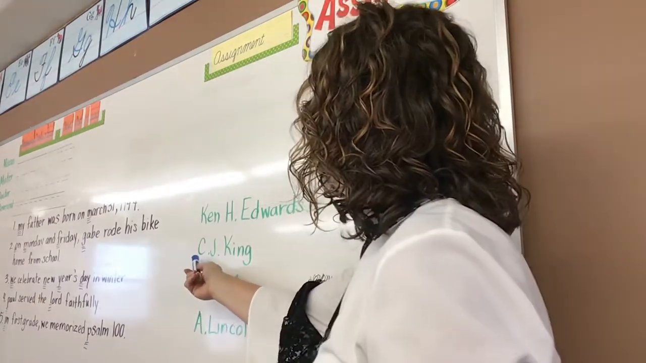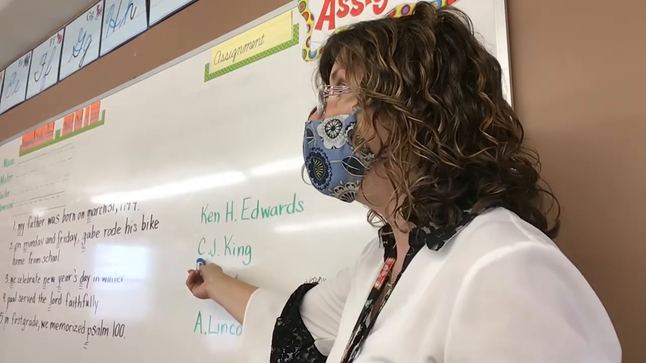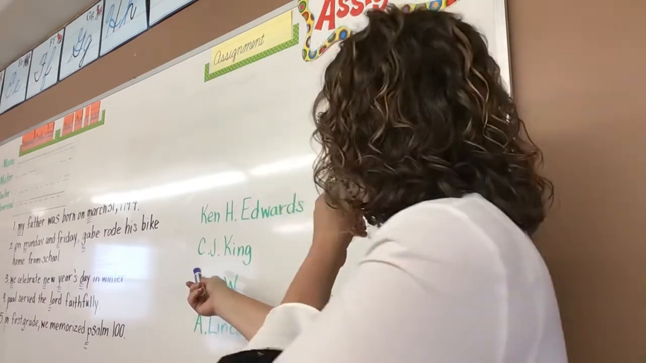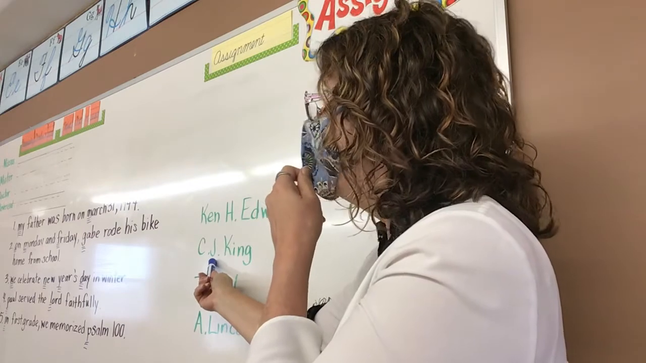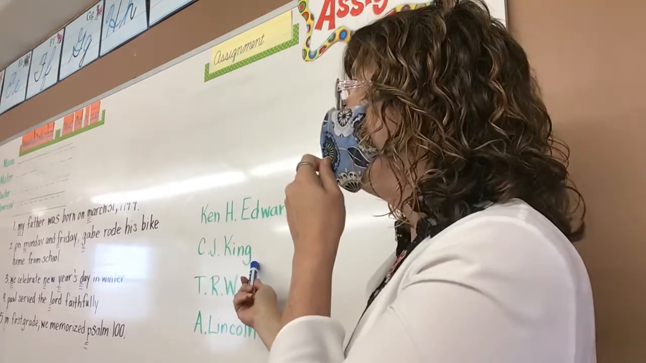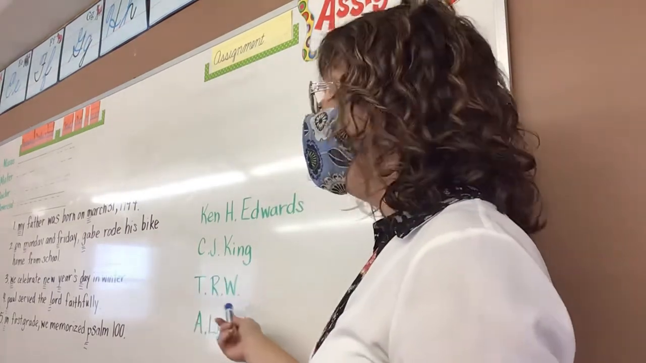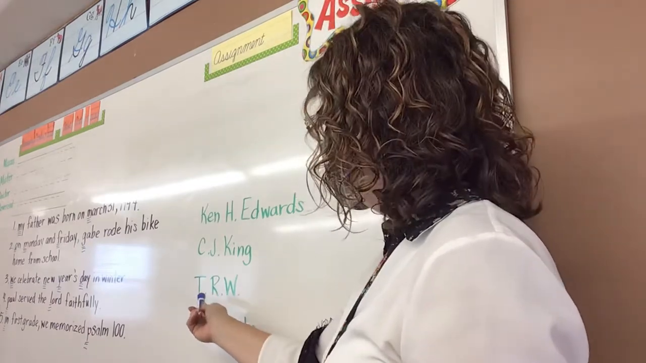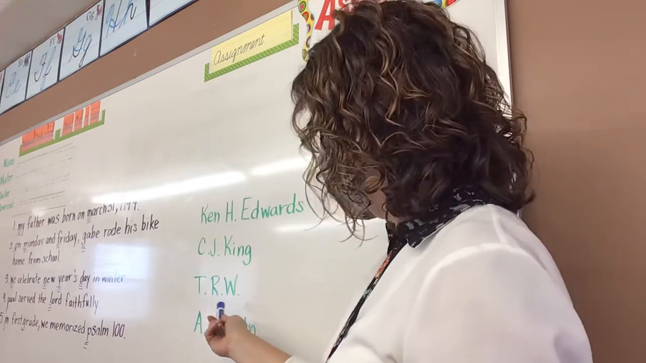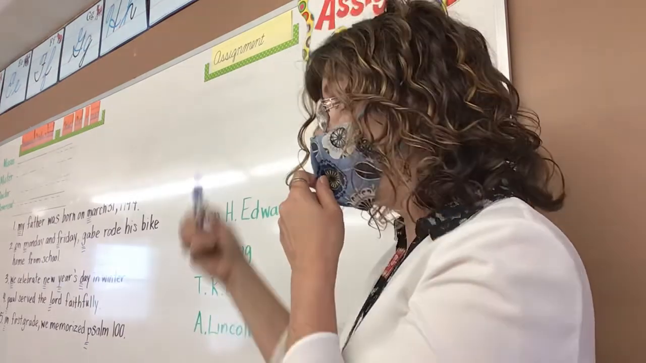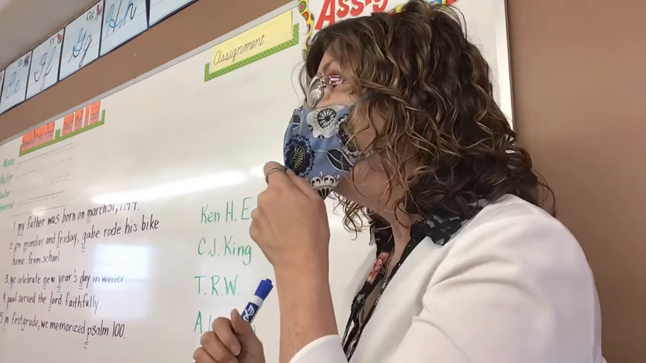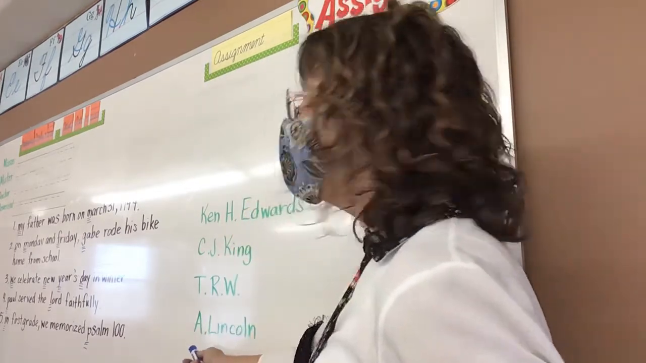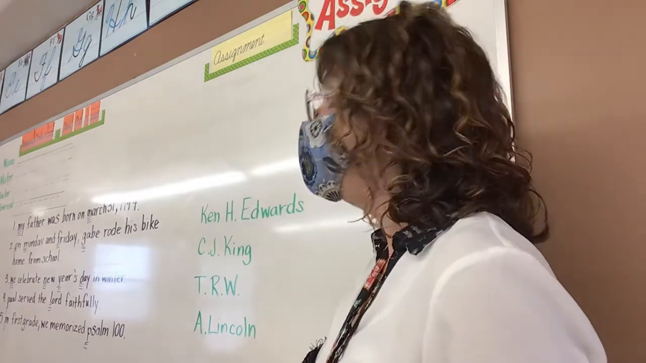All right, then this person's first name starts with a C. See, this doesn't even tell us it's a boy or a girl, does it? No. But their middle name starts with a J. And then we know their last name is King. This person, again, we don't know if it's a boy or a girl, but their first name starts with a T. Their middle name starts with an R. And their last name starts with a W. Those are called what? Initials.